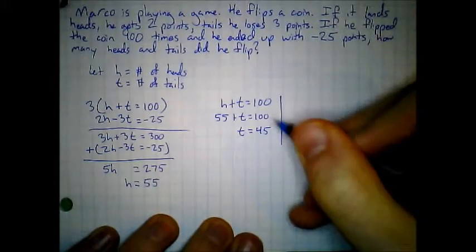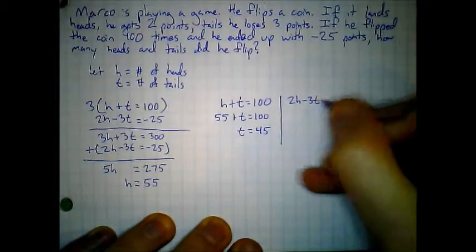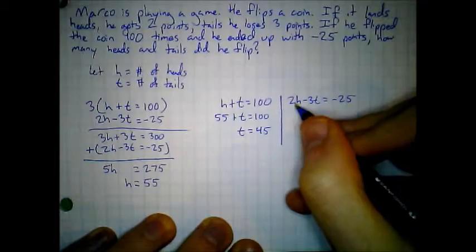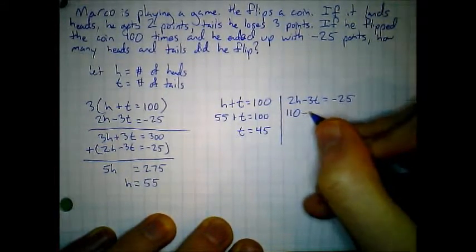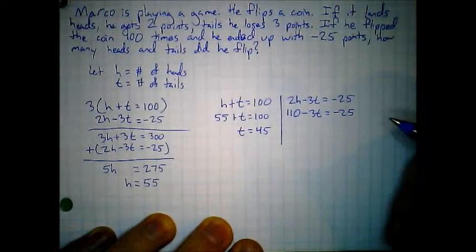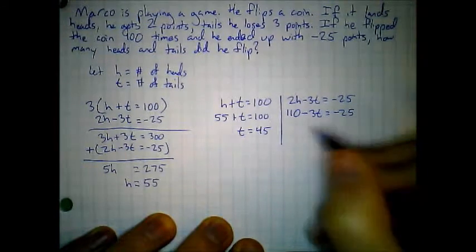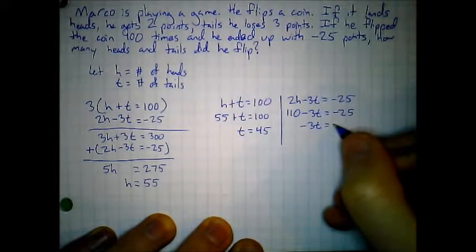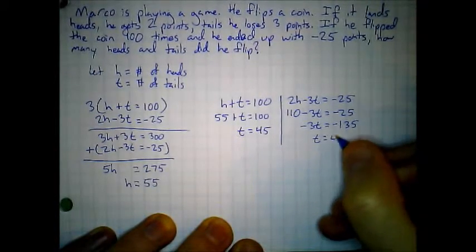Now to check to make sure we did the right work, we're going to look back in our other equation. He got 2 points per head, and he lost 3 points per tail and got negative 25 points. If you flip 55 heads, we're going to do 2 times 55, we get 110. So we got 110 points from the heads. He loses 3 points per tail still, and he got negative 25 points. So we need to take away this 110 to figure out how many points he lost from the tails. We subtract 110 from both sides, get negative 3t equals negative 135. We get t equals 45 this way.